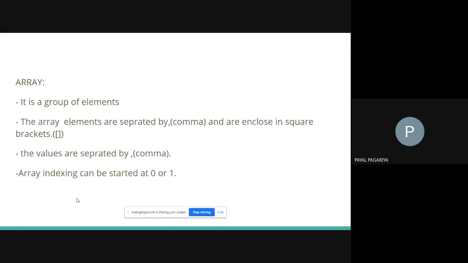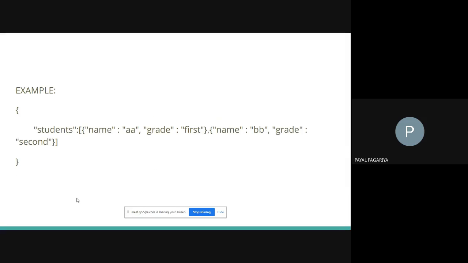The array. It is a group of elements. The array elements are separated by comma and are enclosed in square brackets. The values are separated by comma. Array indexing can be started at 0 or 1. This is the example for the array, where this is enclosed inside the square brackets and all the key value pairs are enclosed in curly brackets.